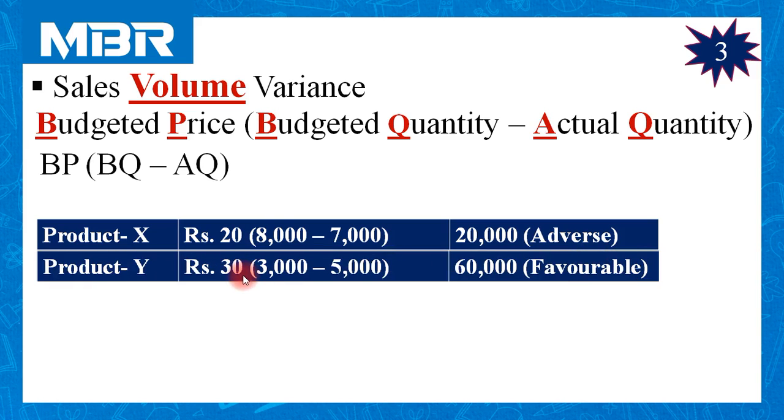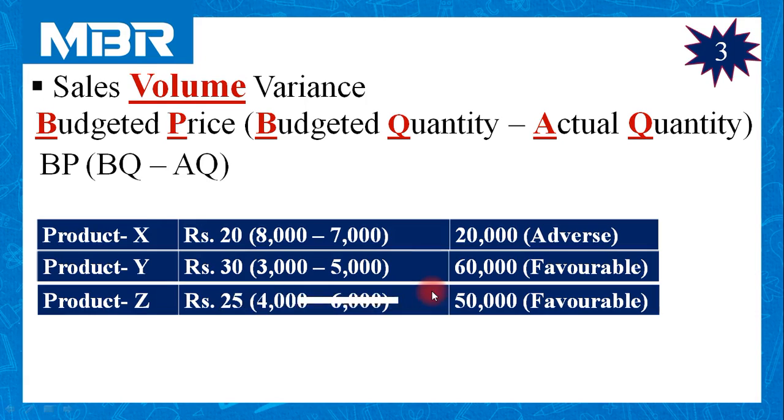For product Y, budgeted price rupees 30, budgeted quantity 3,000 units, while actual quantity is 5,000 units. 3,000 minus 5,000 equals 2,000 multiplied by 30 is equal to 60,000 rupees. Here, the quantity of actual sales is increased as compared to budgeted, estimated, or standard sales quantity. So, these 60,000 is referred to as favorable.